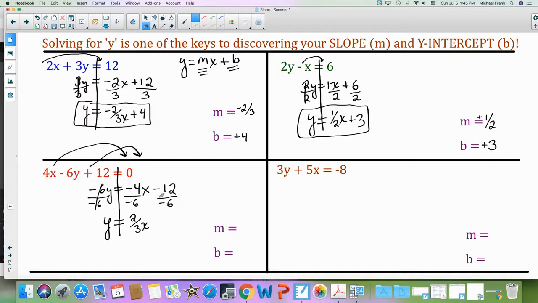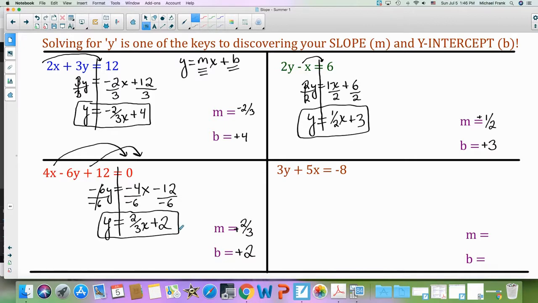Now, the same here with my y-intercept. I have a negative 12 divided by negative 6. Well, a negative divided by a negative is going to be positive, and we all should know that 12 divided by 6 is 2. Well, here's my line in slope-intercept form, which means my slope, or my m, is going to be positive 2/3, and my y-intercept is going to be positive 2.